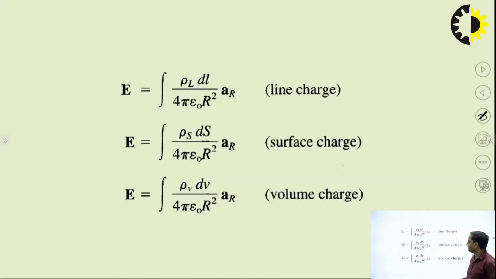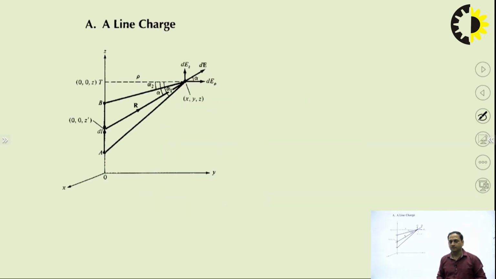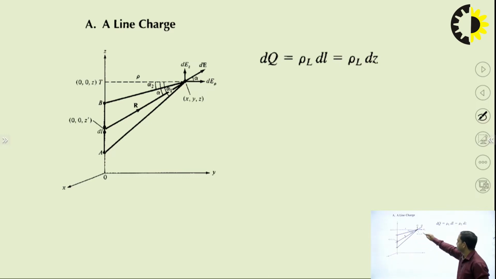So similar to that we have the electric field. So this electric field, that is rho L dl upon 4 pi epsilon naught r square. So this is for the line charge, surface charge, and the volume charge. Due to all these surface or volume charge densities, we can find the electric field. Then one example we can take here, when we want to find the electric field at the particular point mentioned here due to the line charge. So this line charge is from A to B, right?